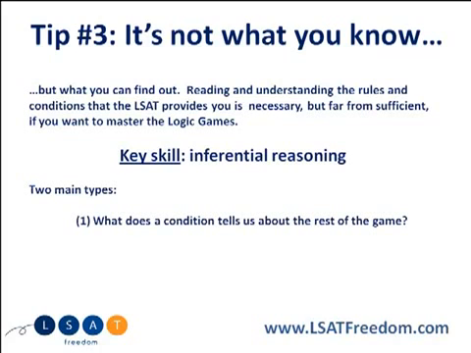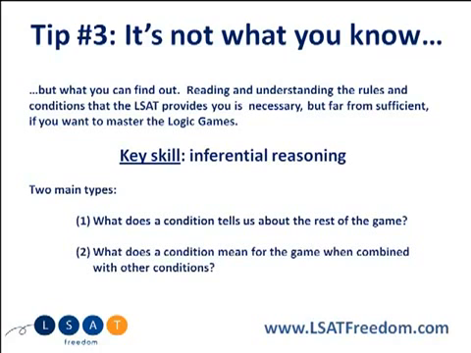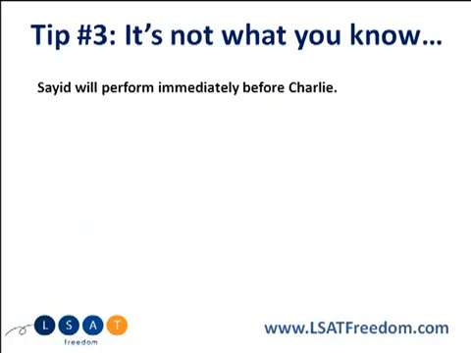There's two main types. The first one is, what does a condition tell us about the rest of the game? You take a rule, then you make whatever inferences you can. Two, what does a condition mean for the game when combined with other conditions? You get a rule, you look to your other rules, you combine accordingly, and then you get more information to apply in the game. So let's just take a look at the first type real quick.